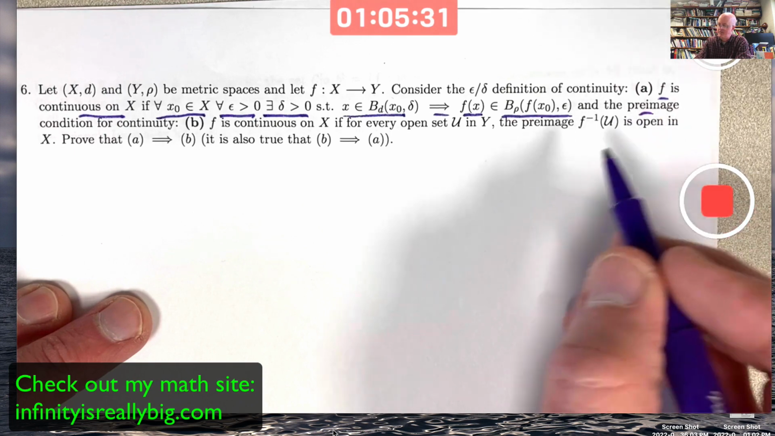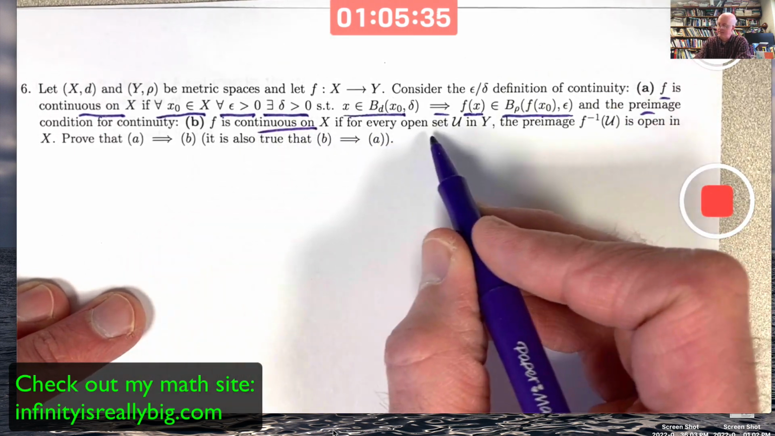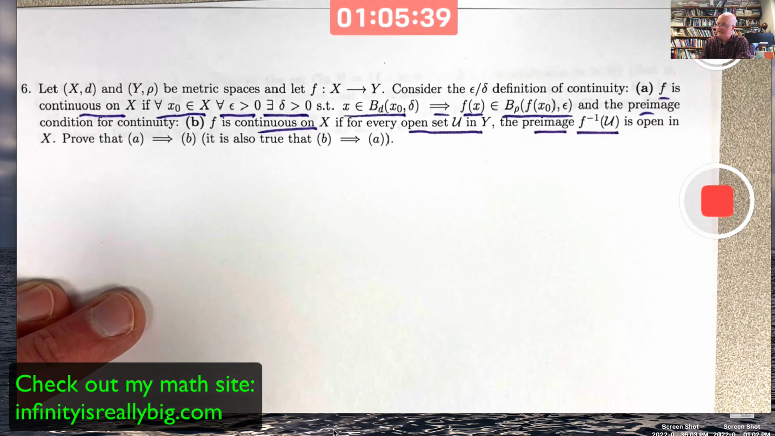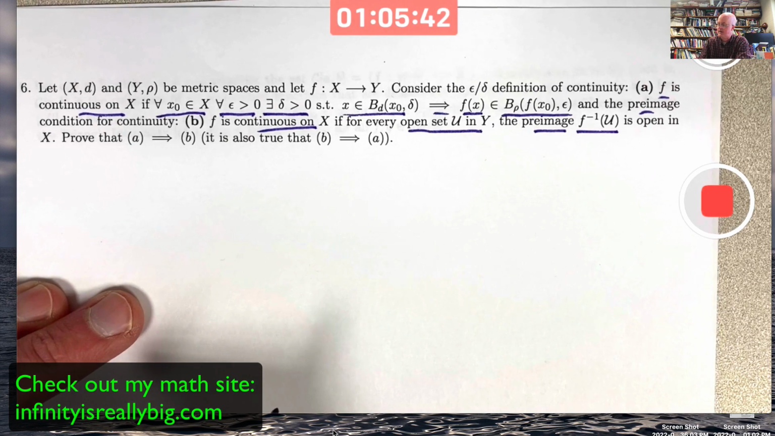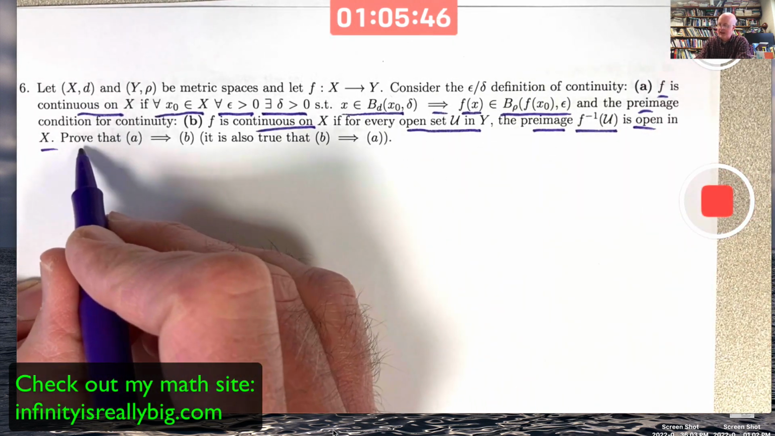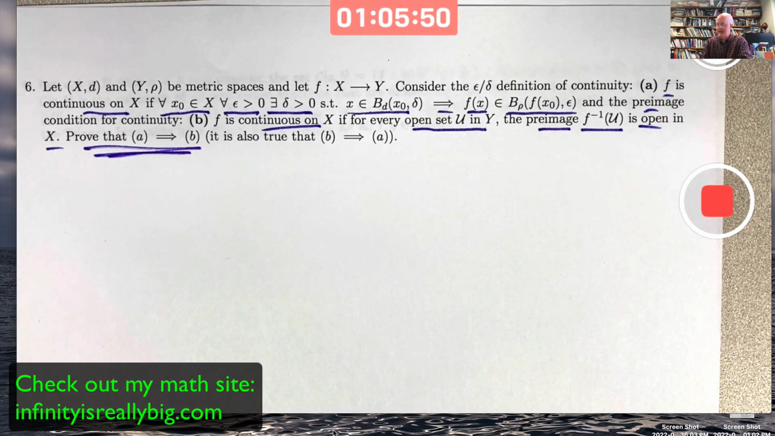And B, the preimage condition, which is what I wrote down for the theorem: f is continuous on X if for every open set U in Y, the preimage f inverse of U, which exists even if f is not invertible, even if f is not 1-to-1, is open in X. Prove that A implies B. It is also true that B implies A.